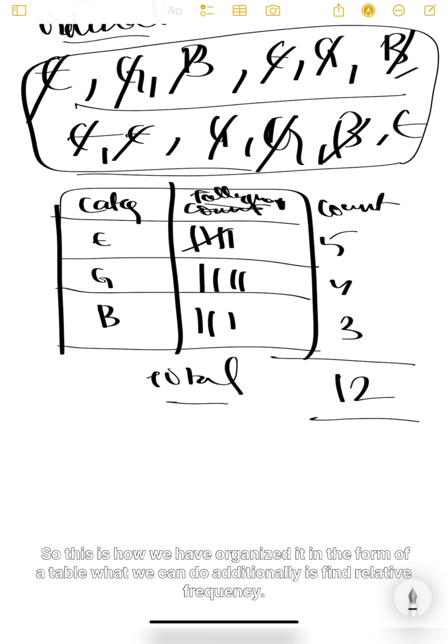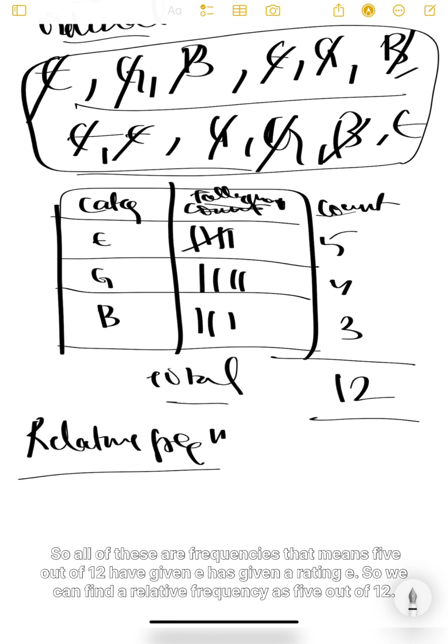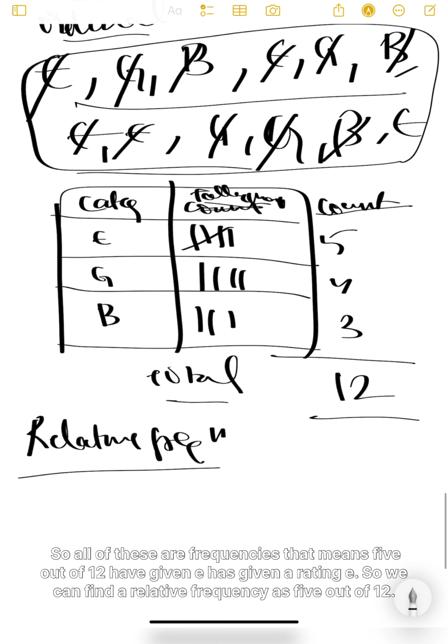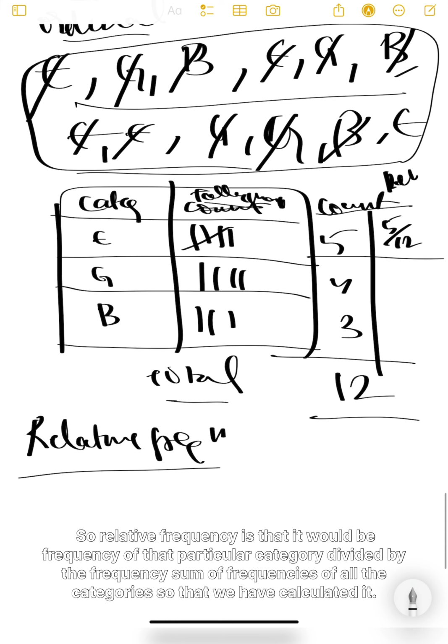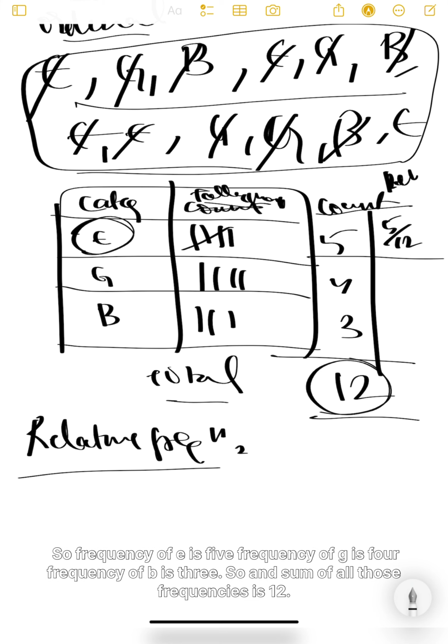What we can do additionally is find relative frequency. All of these are frequencies. That means 5 out of 12 have given a rating E. So we can find the relative frequency as 5 out of 12. Relative frequency is nothing but the frequency of that particular category divided by the sum of frequencies of all the categories, which we have calculated to be 12. So the frequency of E is 5, G is 4, B is 3, and the sum of all those frequencies is 12.